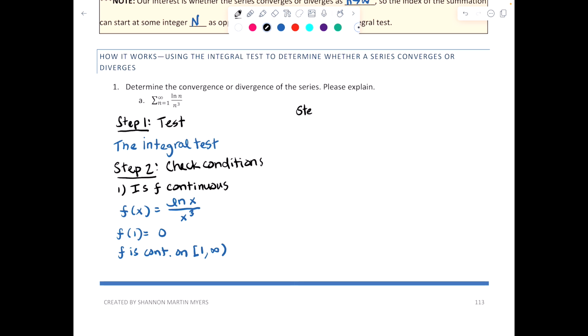So step 3, run the test. Okay, so what we need to do is find the integral from 2 to infinity of natural log. I'm actually going to write this as a product, x to the -3 times natural log at x with respect to x. So this is going to require integration by parts, right?